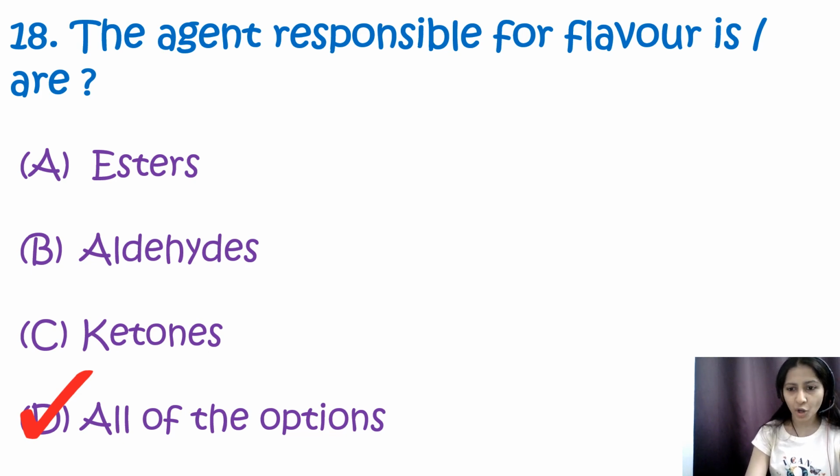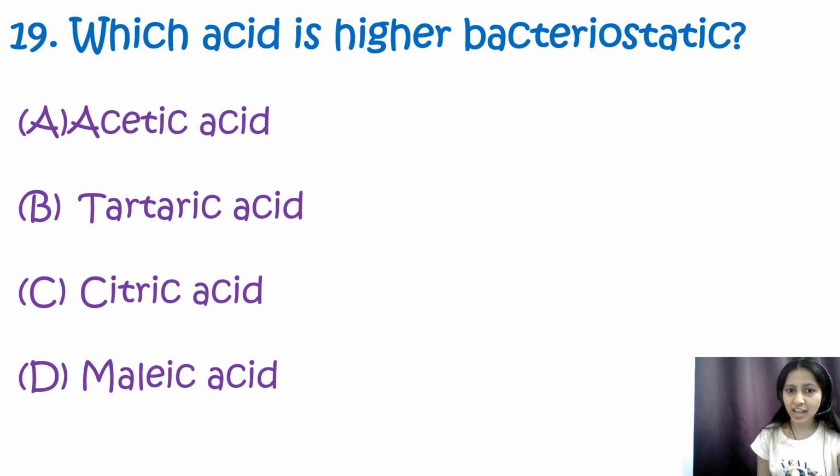Question number 19, which acid will have a higher bacteriostatic effect? So options are A, acetic acid, tartaric acid, citric acid and malic acid. So my correct option over here is A, that is acetic acid.